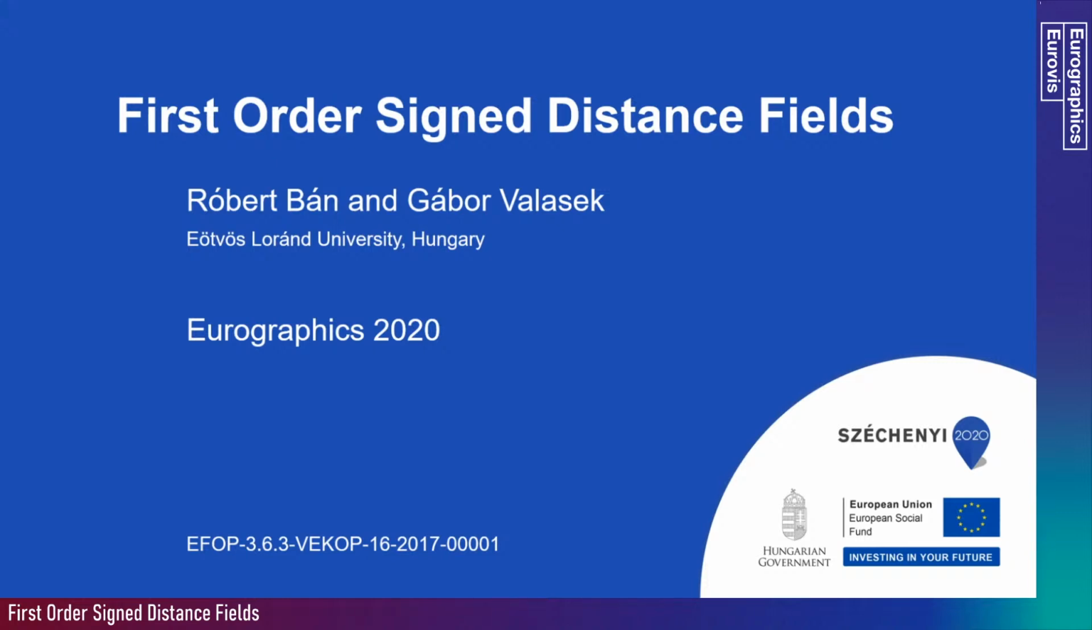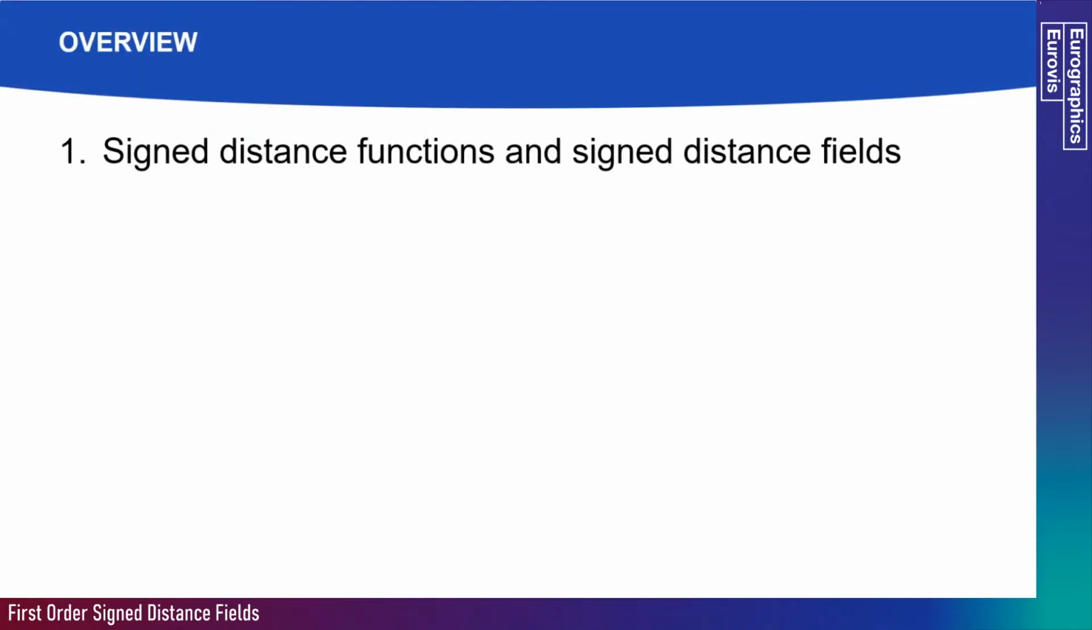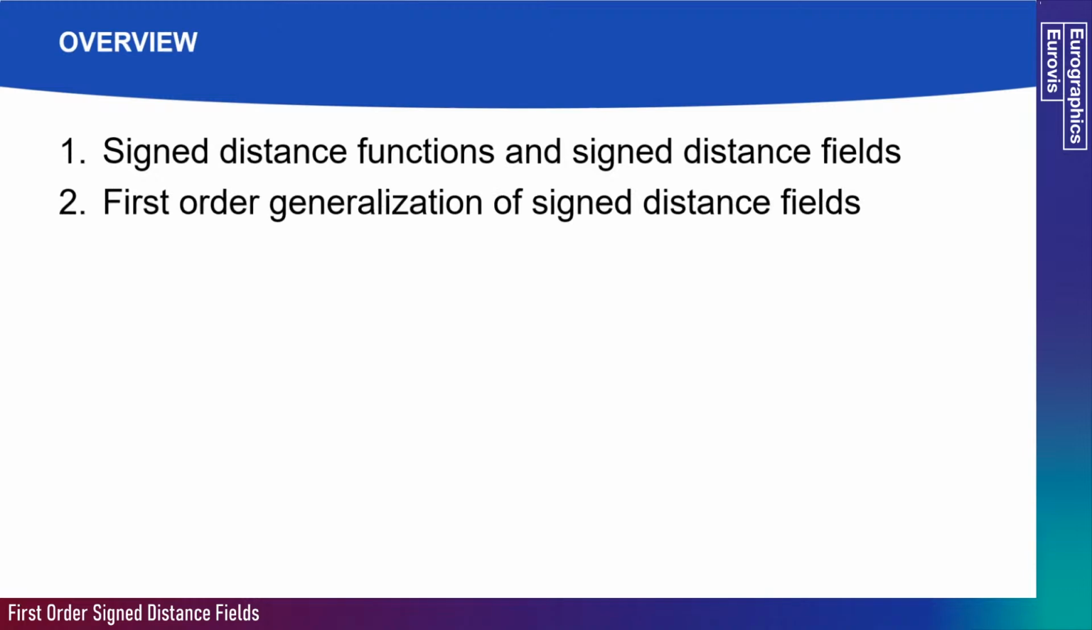Hello there, my name is Robert Bán, and I am going to present you a first-order generalization of signed distance fields. This is a joint work with Gábor Valasek. First, I will shortly recap signed distance functions and their widely used discretizations, signed distance fields, which I will refer to as order 0 distance fields. Then I will present our contribution, an extension to distance fields that incorporates the first partial derivatives of the signed distance function in the distance field samples.